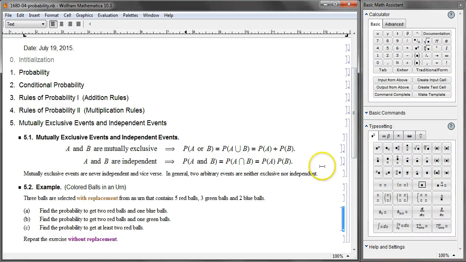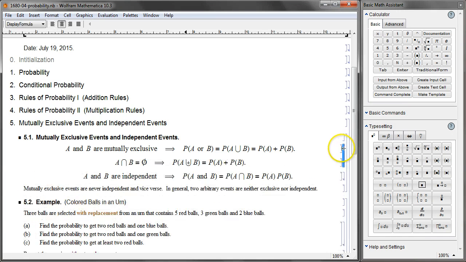One more comment. Is it possible to have a mutually exclusive pair of events that are independent too? The answer is no. Mutually exclusive pairs of events are never independent, and pairs of events that are independent will never be mutually exclusive unless you cheat by some empty event or something like that.